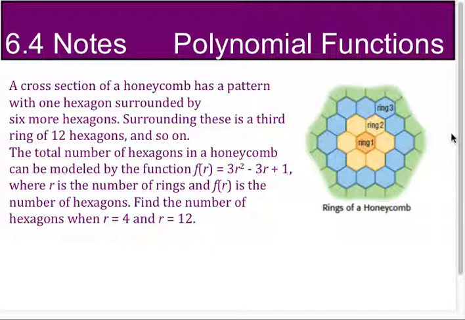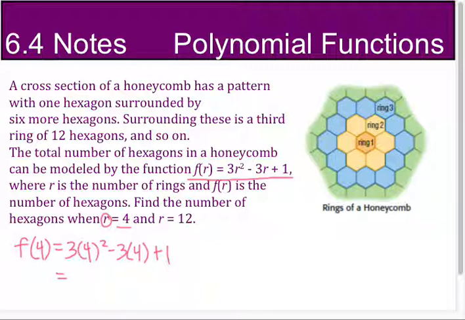Okay, well they have the fourth ring kind of drawn for us here, and you could count it all up if you wanted to. But probably what's quicker is to go ahead and plug it into this equation here, which is actually a polynomial. So notice r is 4, so now I'm going to plug in 4. So f of 4 is equal to 3 times 4 squared minus 3 times 4 plus 1. And I would just go ahead and simplify this.